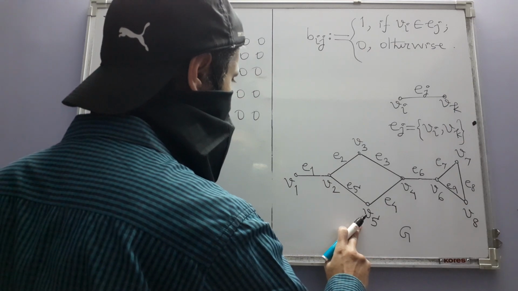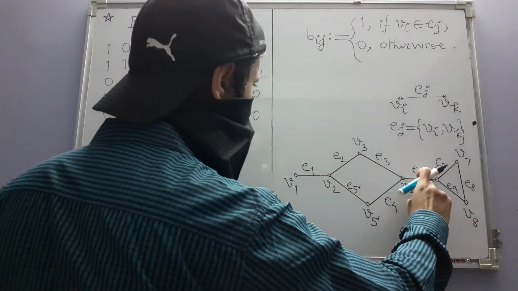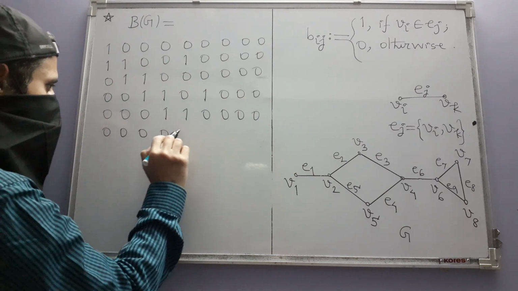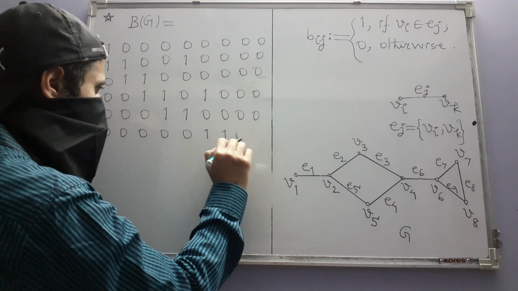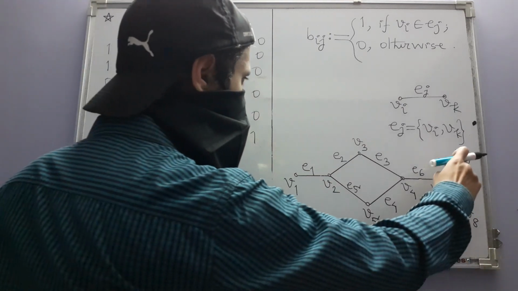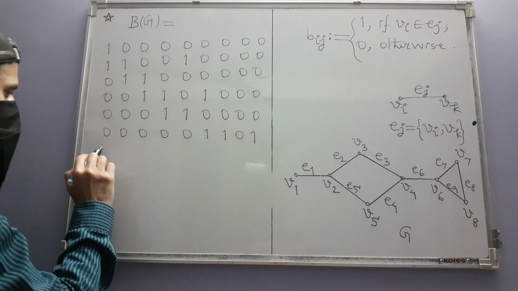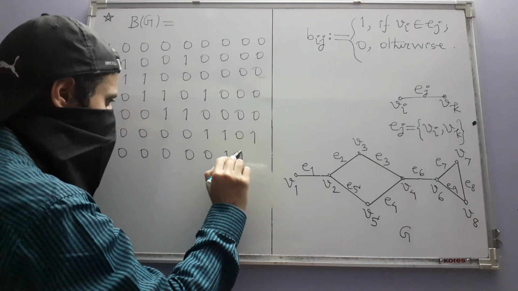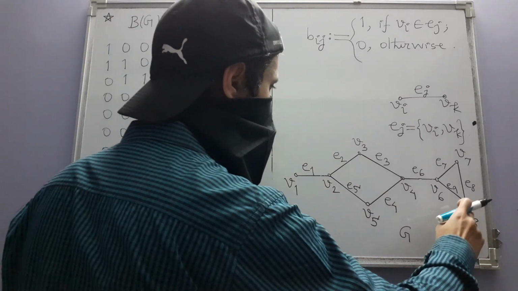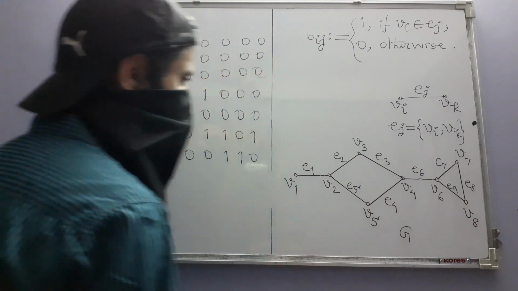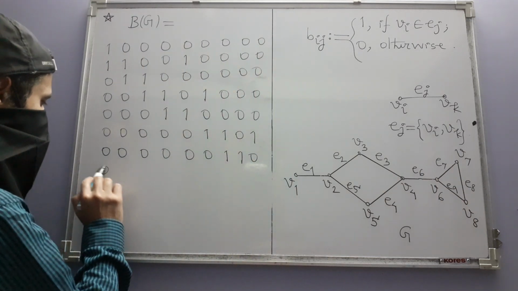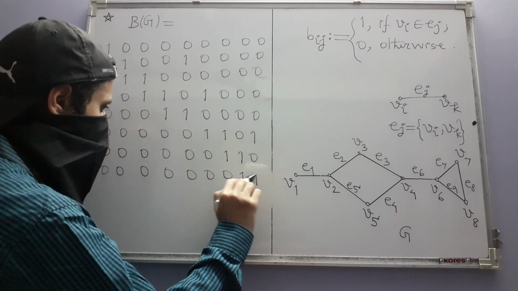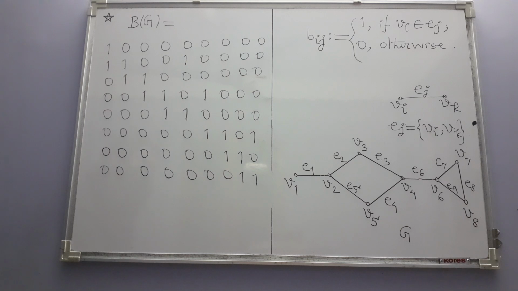So we have written this for V5. Then V6, 6, 7, 9. 1, 2, 3, 4, 5, 6, 7, 8, 9. V7 only 7 and 8. 2, 3, 4, 5, 6, 7, 8, 9. And finally V8 is incident with only E8 and E9. 3, 4, 7, 8, 9. This is the incidence matrix.